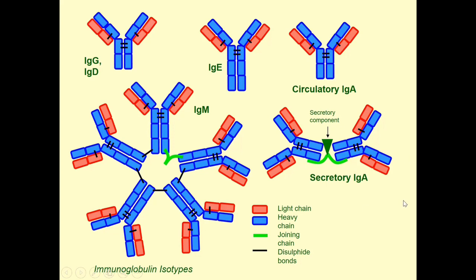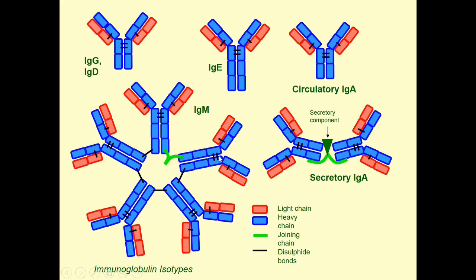IgA can be found as a monomer, just like the Y-shaped molecule, or it can be found bound to another IgA molecule, which we call a dimer. So you can find IgA in the mucosal surfaces and secretions of our body, such as our respiratory, urinary, and digestive tracts. And it's also the major immunoglobulin found in our external secretions, like milk and saliva.